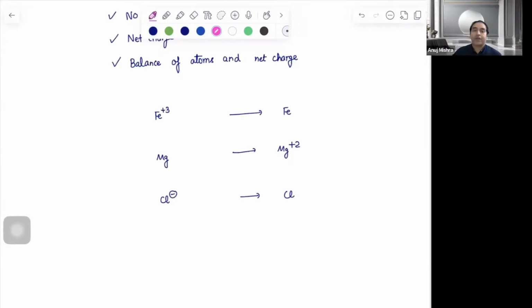So for example, the first case is Fe plus 3 gives Fe. Can we say Fe is 1 here and 1 here also, right? That should not be a problem. But when I see the plus 3 charge here, this is neutral. So I have to balance charge. How do I balance charge?